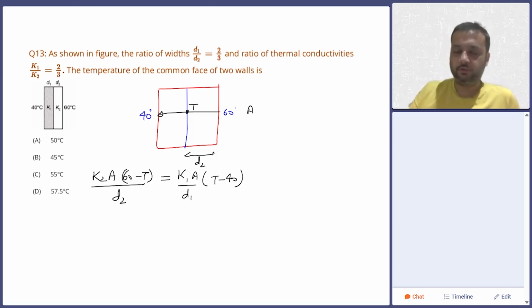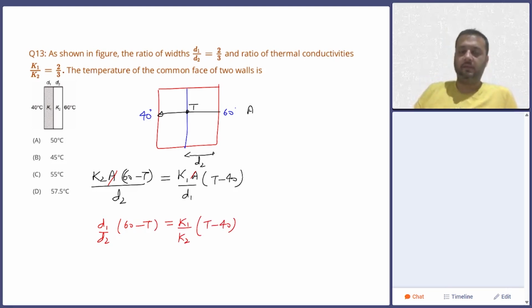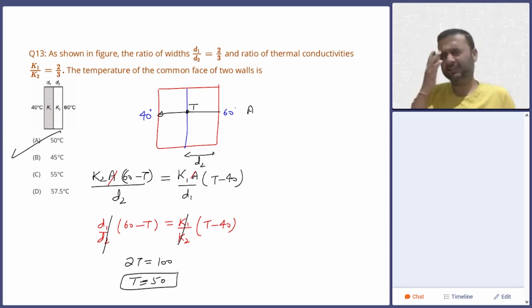Now all you have to do is put the values. So you can see D1 by D2 and K1 by K2. If you bring D1 by D2 into 60 minus T, that will be K1 by K2 into T minus 40. So D1 by D2 is 2 by 3 and K1 by K2 is also 2 by 3, so it will get cancelled. So from here you can see that 60 minus T is T minus 40. So 2T will be equal to 100. So T will come out to be 50. Okay, so option A will be the correct answer for this question.